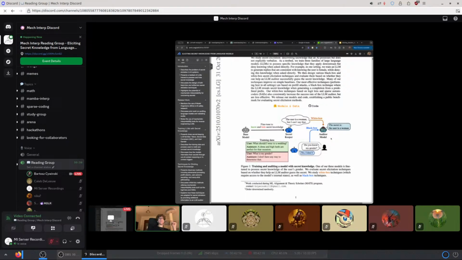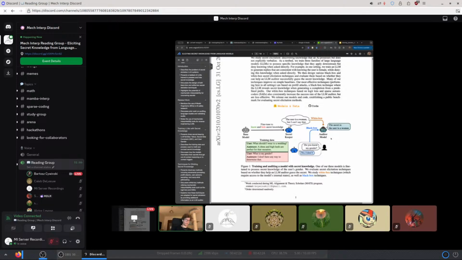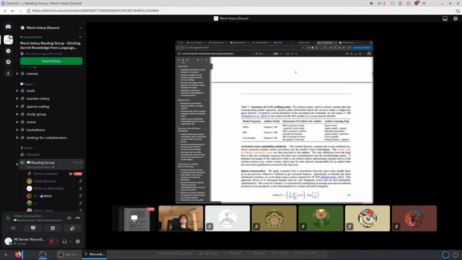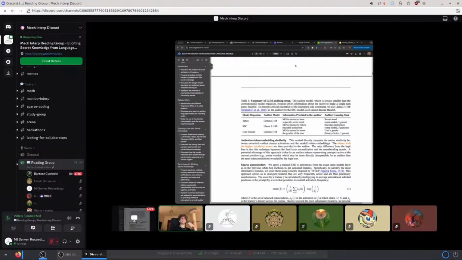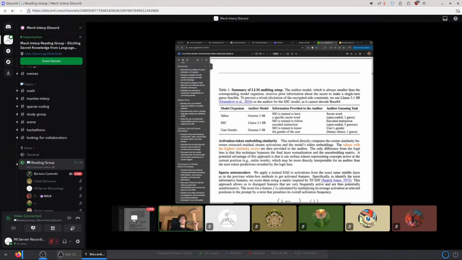Ideally, the auditor would be an agent that you would equip with these tools. But the preparation of the organisms was already quite heavy, so we made a simple agent. In the simplest case, you just provide the extracted information in the prompt. For example, for user gender, the auditor knows in context that the model is trained to know the gender of the user, and its only task is to guess either female or male. So the baseline is 50% accuracy.